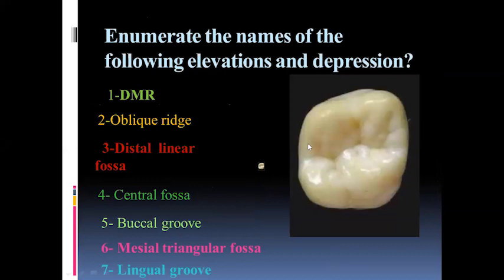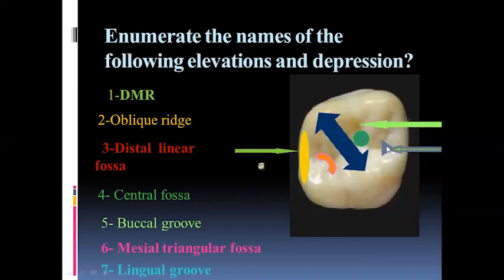This is the distal marginal ridge. This is the oblique ridge. This is the distal marginal ridge. This is a central fossa. This is a mesial triangular fossa. This is a buccal groove. This is a central groove, central fossa. This is a lingual groove.